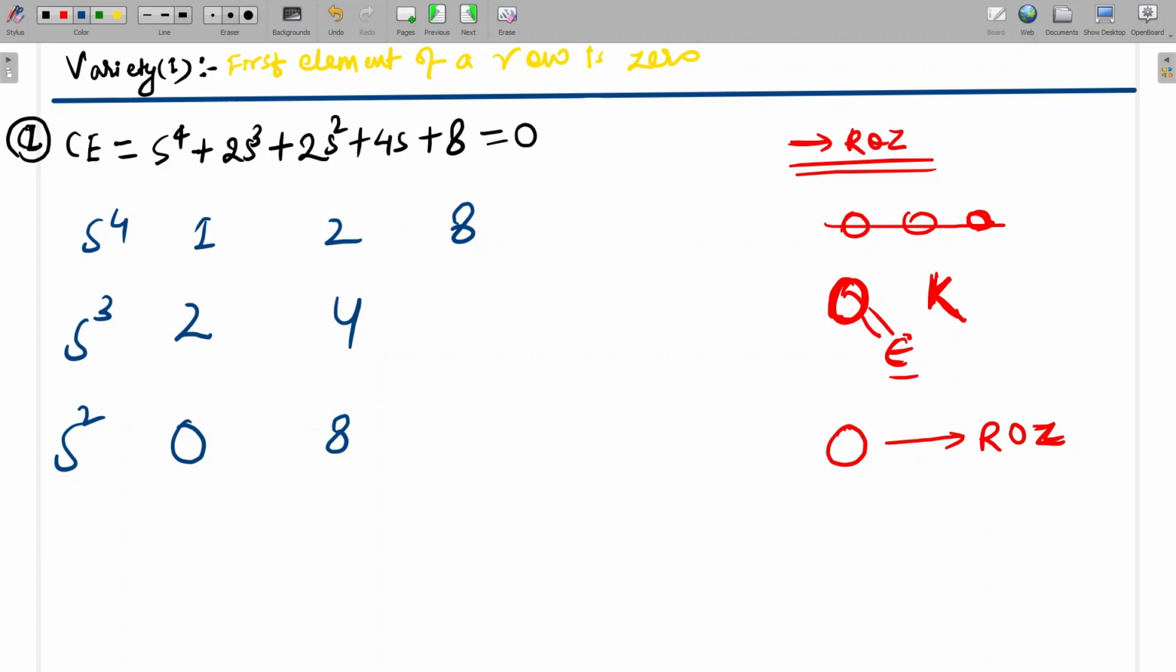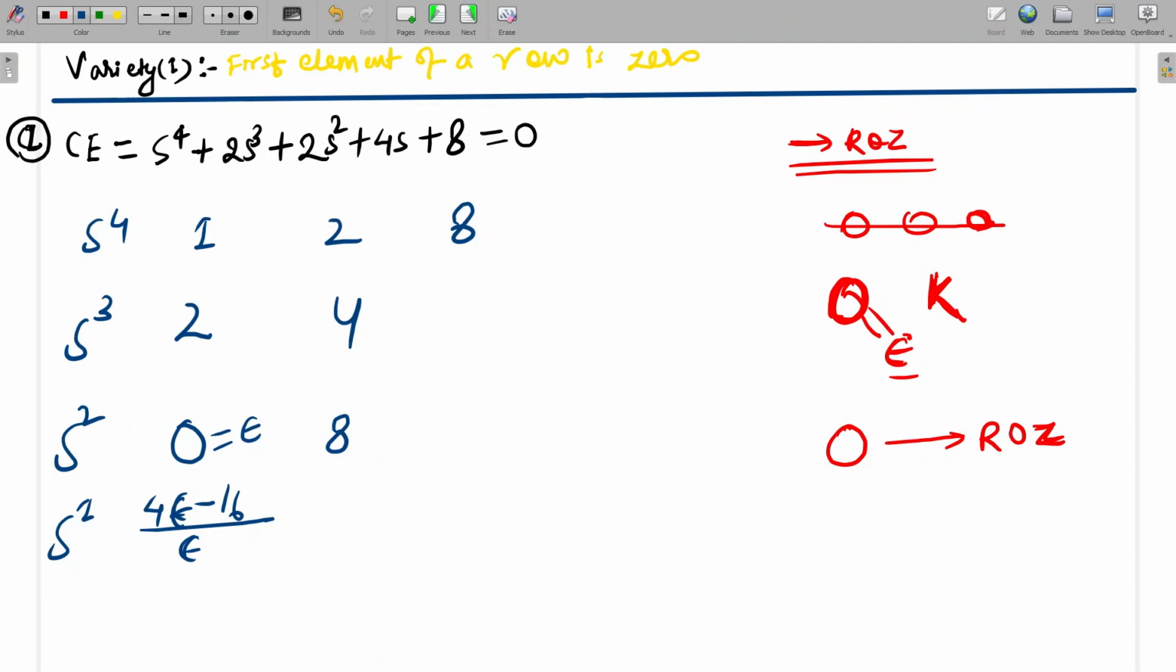So if the whole row will be 0, then this will be called a row of 0. The next variety of question I will discuss later. But here only the first element is 0, so this one we will assume as some epsilon value. Now what is the s to the power 1? So s to the power 1 will be 4 epsilon minus 16 by epsilon. Is it correct?